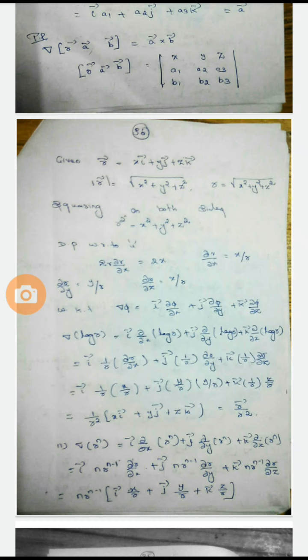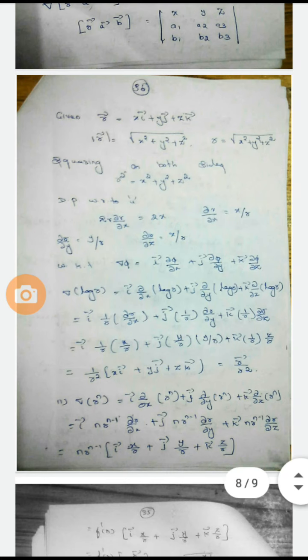Now coming to the first part, del of log r, which we have to prove is r vector by r square. Now write the formula for del phi. What is the formula for del phi? I vector into dou phi by dou x plus j vector into dou phi by dou y plus k vector into dou phi by dou z. Here, what is the left hand side? Del of log r, so phi is replaced by log r. So we get dou by dou x of log r, dou by dou y of log r, dou by dou z of log r.